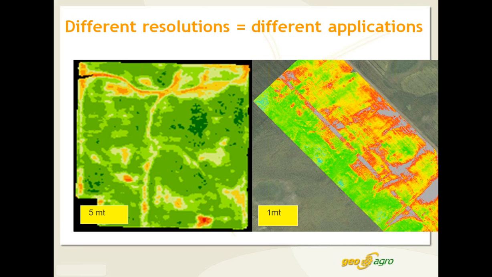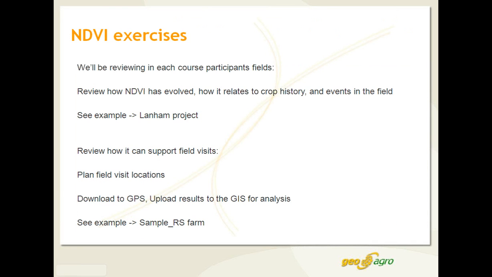We're just going to use Landsat imagery to review how NDVI has evolved in your fields, how it relates to crop history and events in different years. We'll probably be downloading 2 or 3 years of history from your fields, and it's going to be very interesting to see what you see, what you can learn from history, and how it can help you for the next season. And I'll show you an example in a minute.